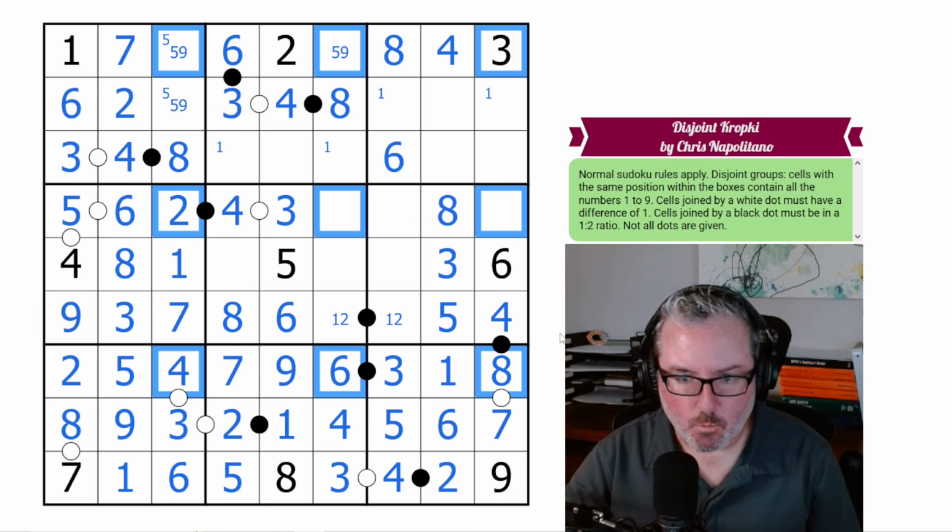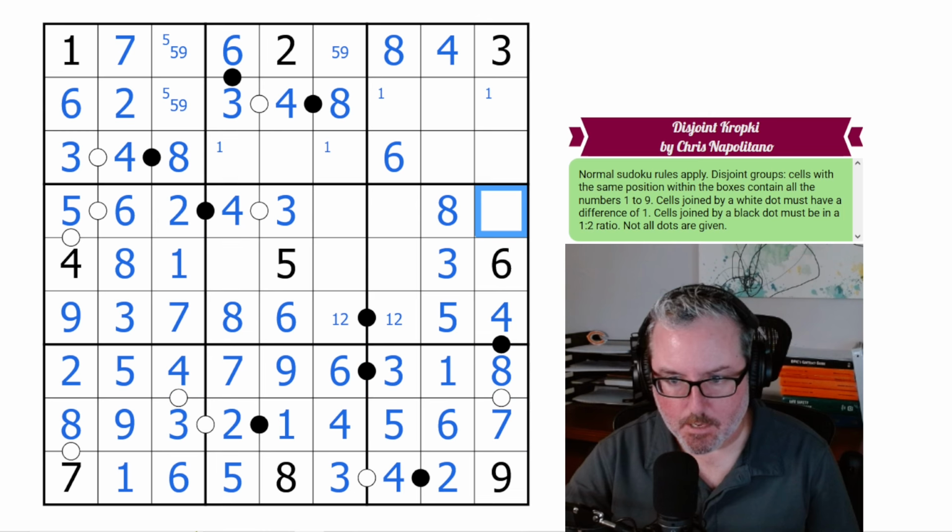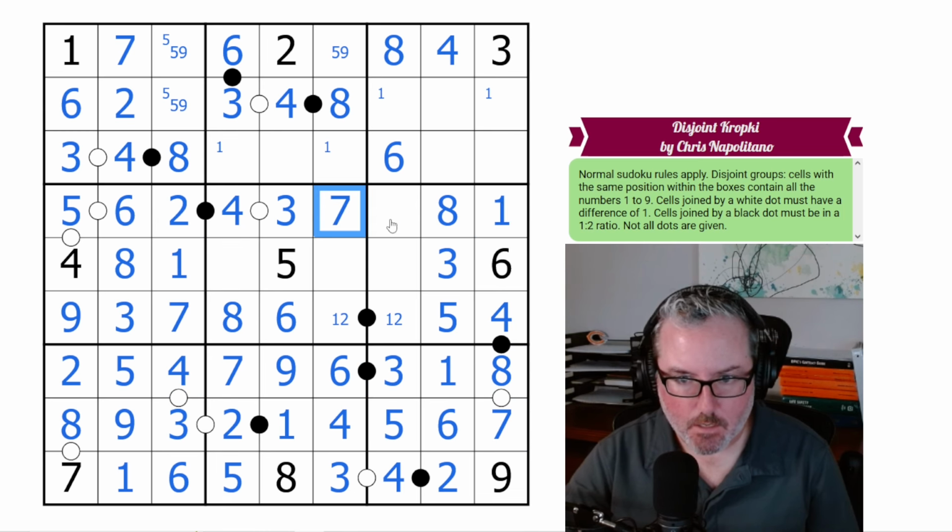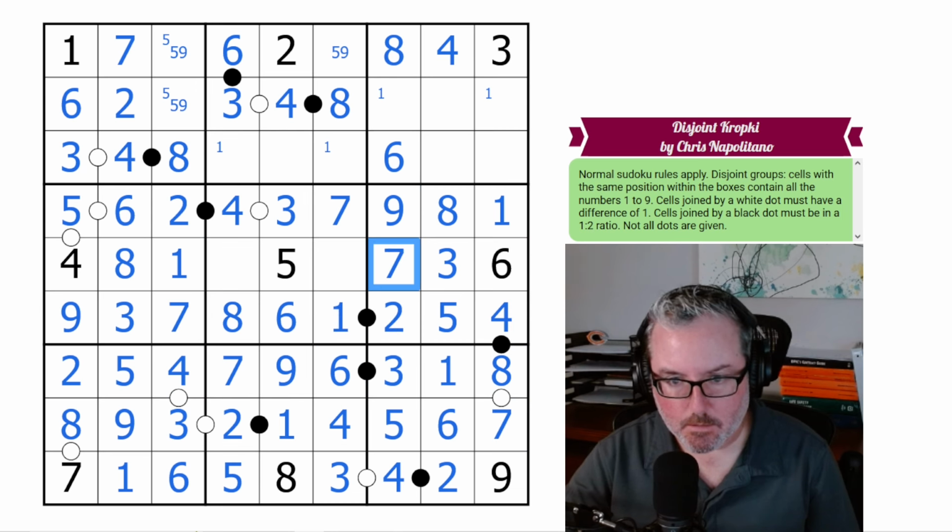So we need to be able to put a 1. So one of these is a 1, and the other digit must be a 7. And we have a 7 looking. So yes, we can use that. This is 1. This is 7. That's therefore going to give us a 9. That 1 gives us our 2 and our 1. This has to be a 7.